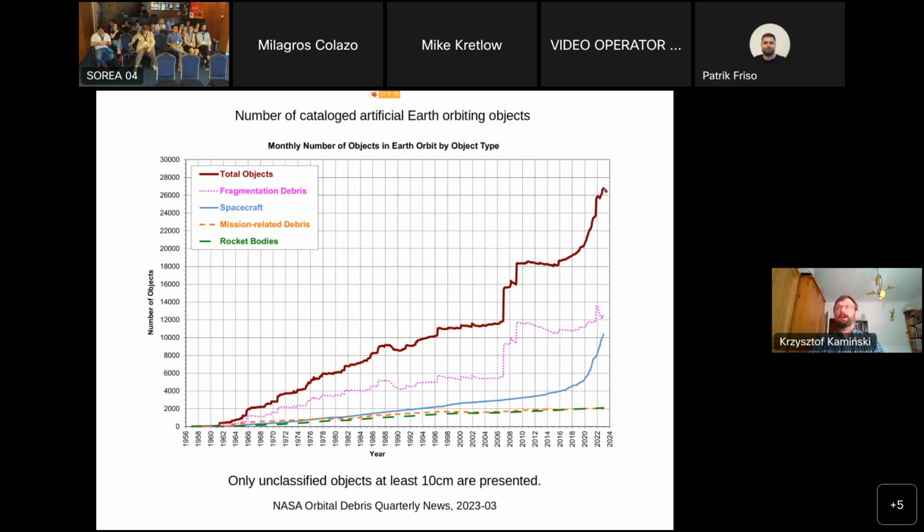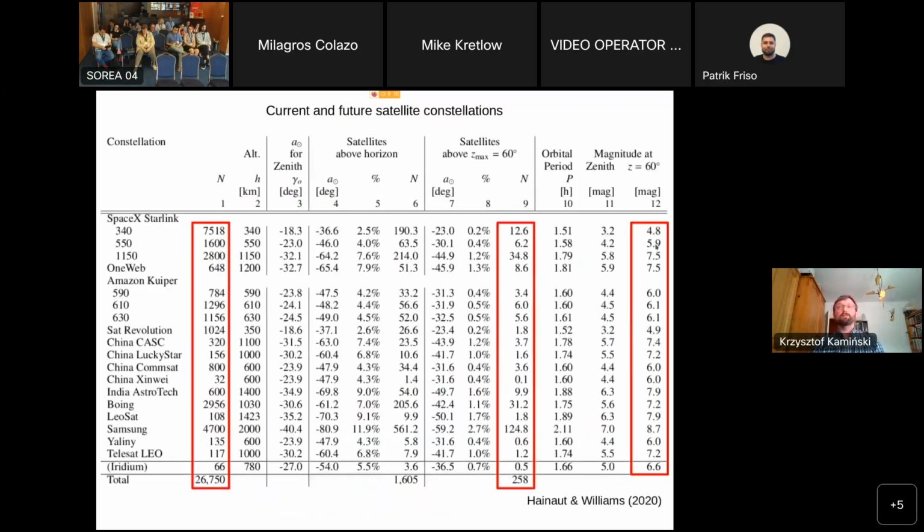Right now, it's about 27,000 and still growing. The growth is mostly in the low Earth orbit region, so the satellites below 2,000 kilometers above the ground, and it's mostly accelerated by the growth of the Starlink satellite megaconstellation. So a few papers have been published analyzing the situation.